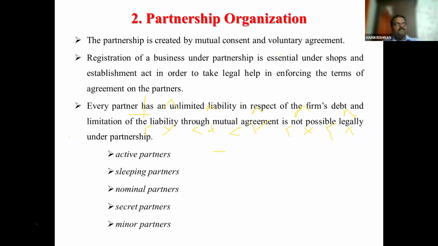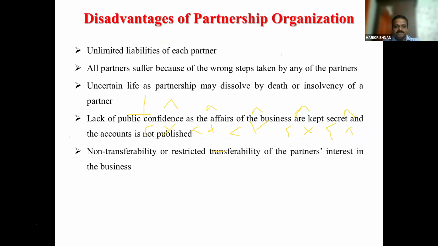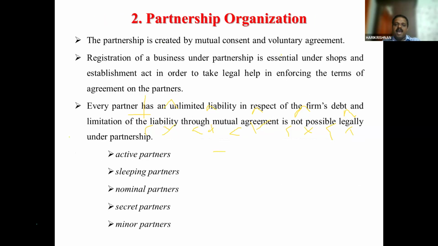So there are different types of partners: active partners, sleeping partners, nominal partners, secret partners, and minor partners. Active partners means both the partners will be active. Sleeping partners means they will just invest money and we have to give them the profit. Nominal partners means they will give some help to us. Okay. Secret partners means they will invest money, their name will not be in any of the agreement, and we have to give them the money. Minor partners means when we keep children less than 18 years, that comes under minor partners.